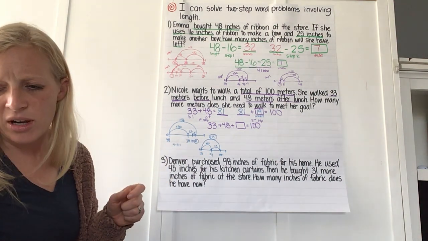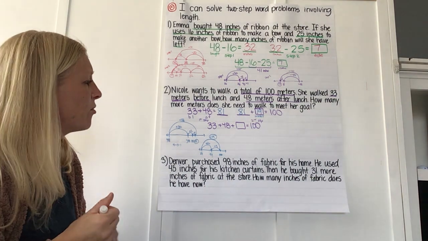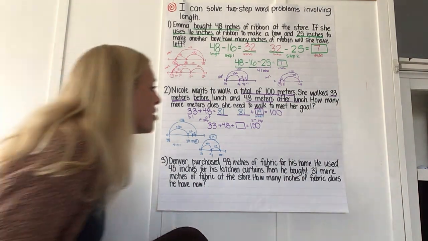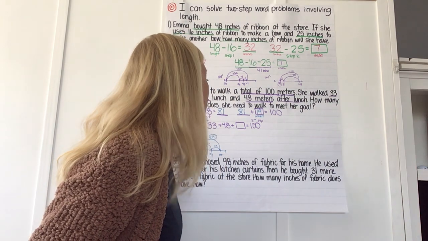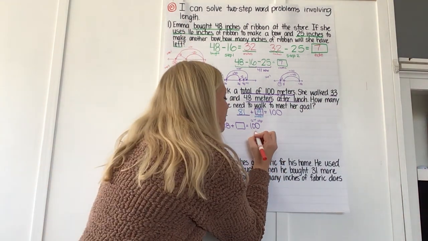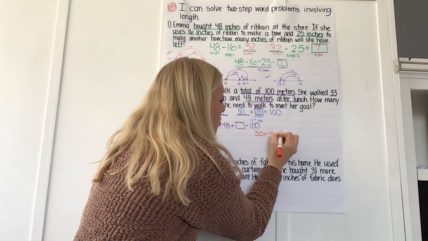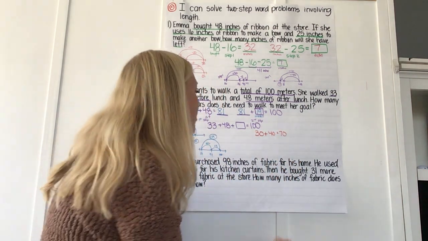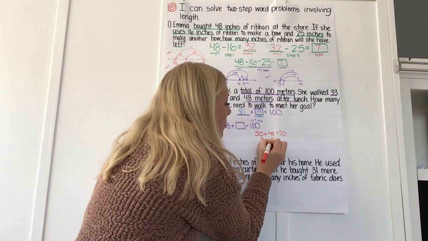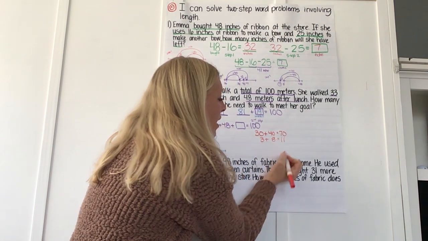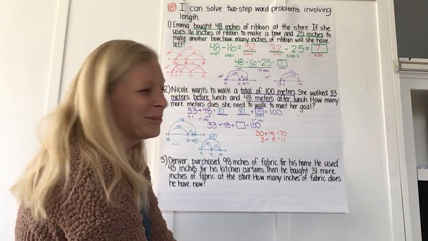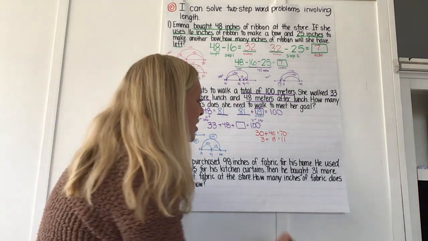Okay, somebody else showed me a little different way of solving this problem. I'm really curious about how they could share that. So what did you do first? You didn't use a number line to start. What did you do first? Okay, so you did 30 plus 40 equals 70. 3 plus 8 equals 11. This makes me think of what? Our base 10s. And then what did you do?